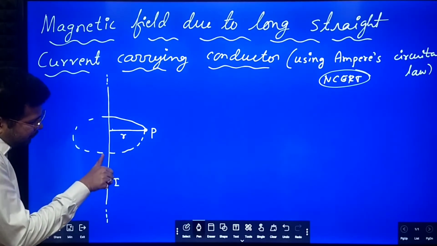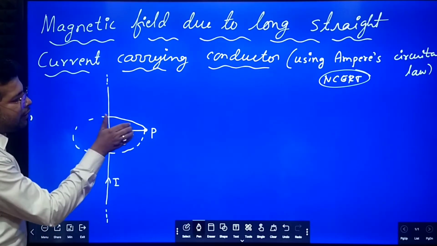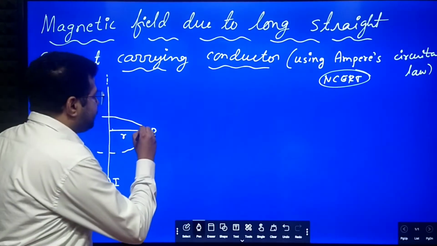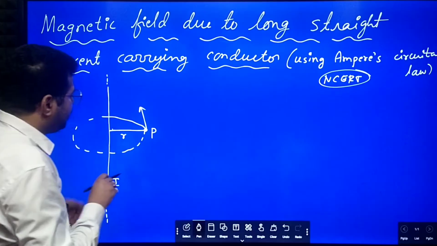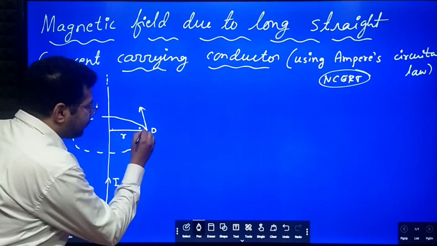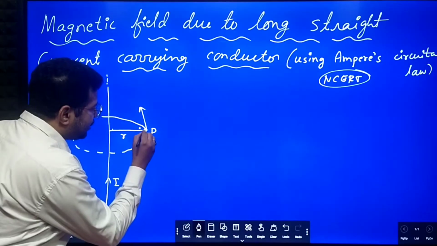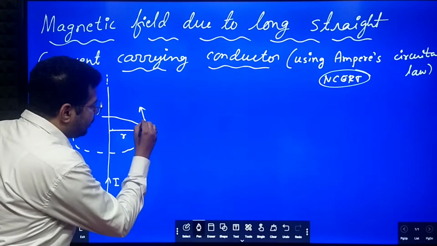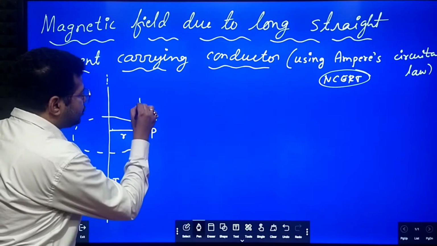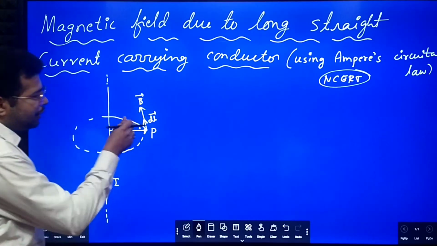If current is going in this direction, magnetic field produced at point P will be inwards. And also here, if you consider one element, that dl will also be inwards. dl is inwards, and magnetic field at that point also will be inwards.